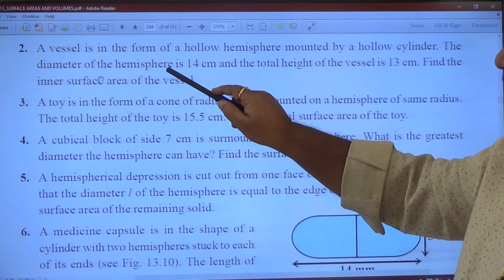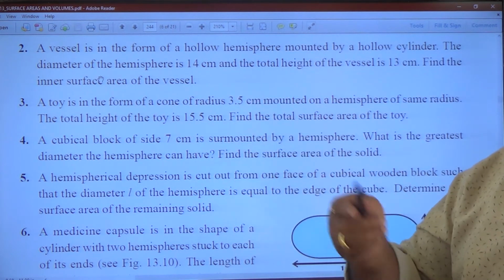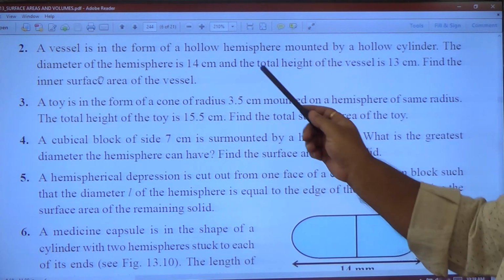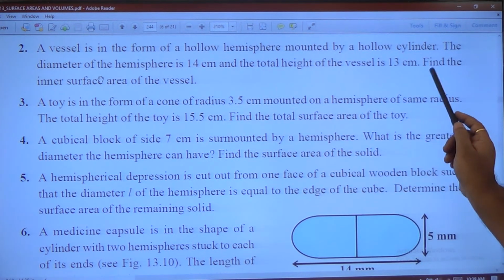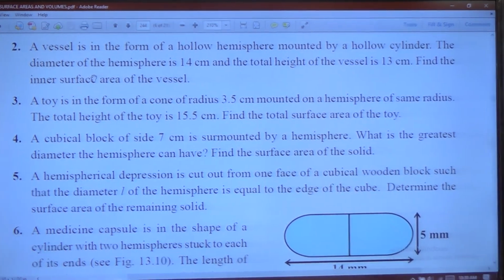Diameter of the hemisphere and diameter of the hollow cylinder both should be the same because they are mounted one over the other. And the total height of the vessel is 13 centimeter. We have to find out the inner surface area of the vessel. So let us solve on the board.